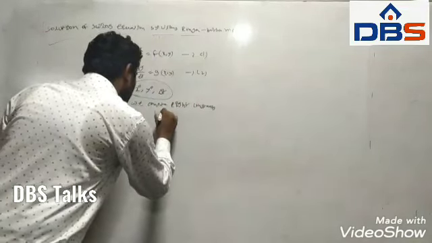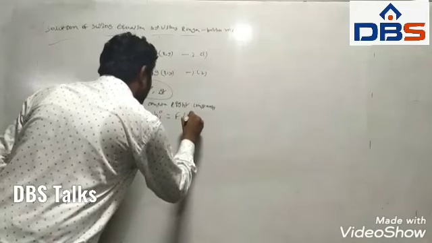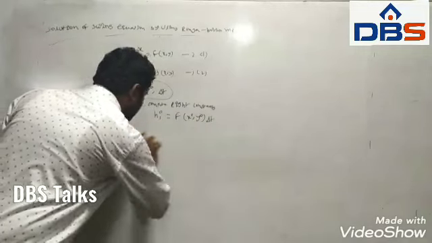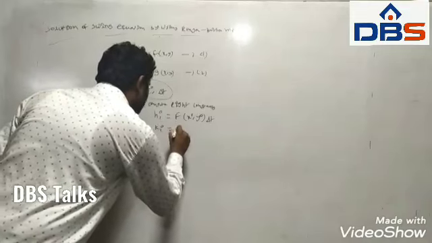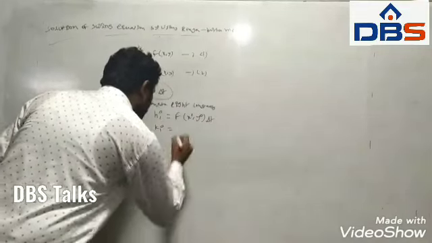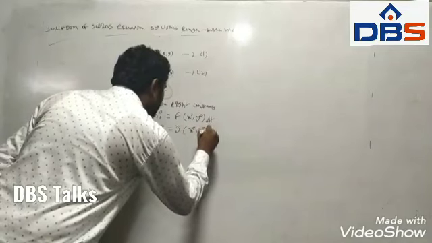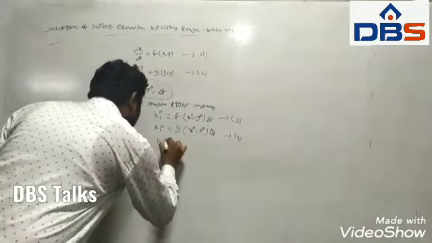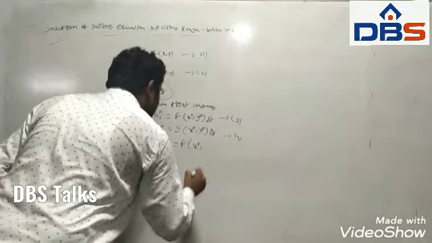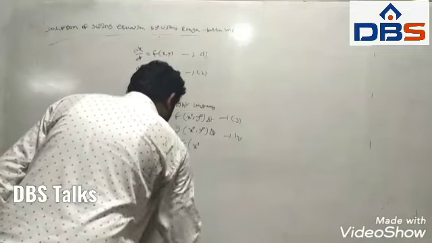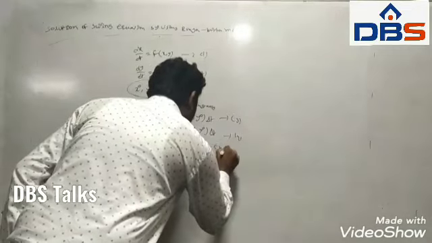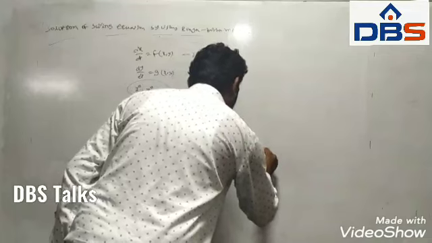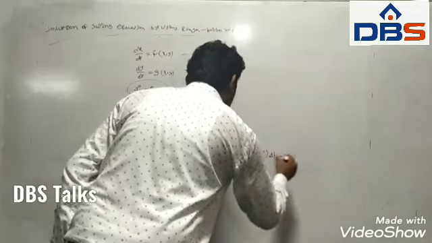Those are h1 power 0 is equal to f of x power 0 comma y power 0 into delta t, and k1 power 0 is equal to g of x power 0 comma y power 0 into delta t. So treat this as third and treat this as fourth equation. And coming to h2 power 0, that is f of x power 0 plus 0.5 h1 power 0 comma y power 0 plus 0.5 k1 power 0 into delta t. So treat this as a fifth equation.